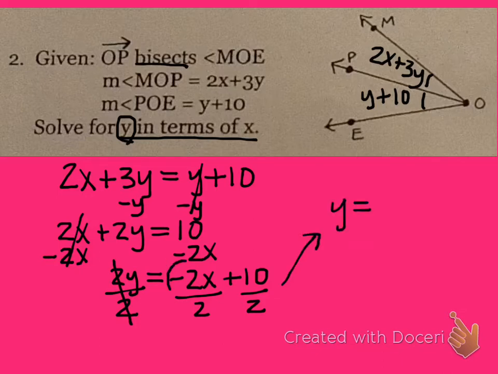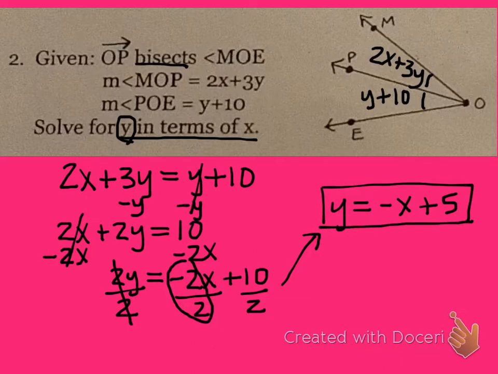This negative 2 over 2 will reduce to negative 1. And if I have a coefficient of 1, I really don't need to write it. So I could just write it as minus x, or negative x. And then 10 over 2 simplifies to 5. So this is y in terms of x. This is the value of y in terms of x. Now if you had chosen to put the 5 first, it means exactly the same thing. So this answer is also acceptable.